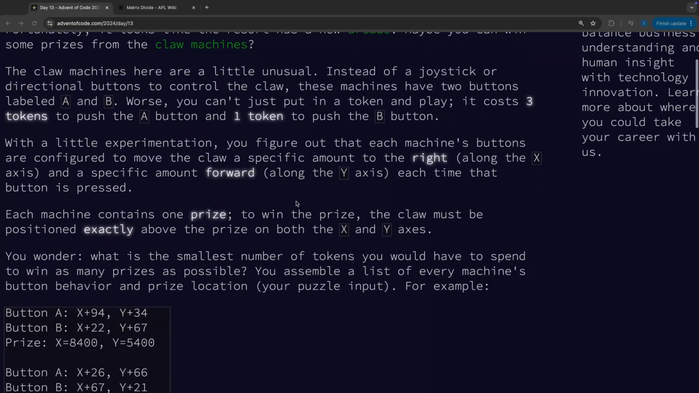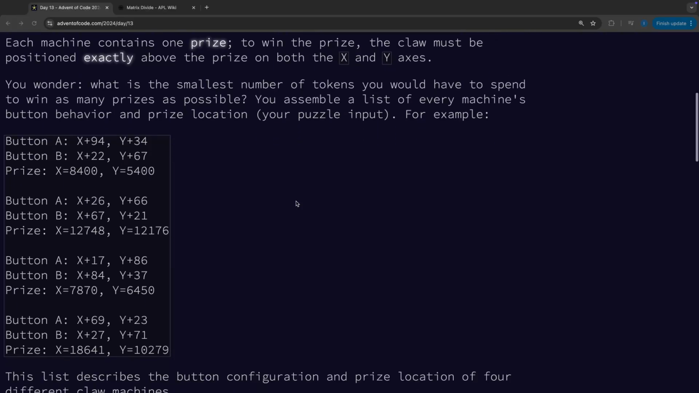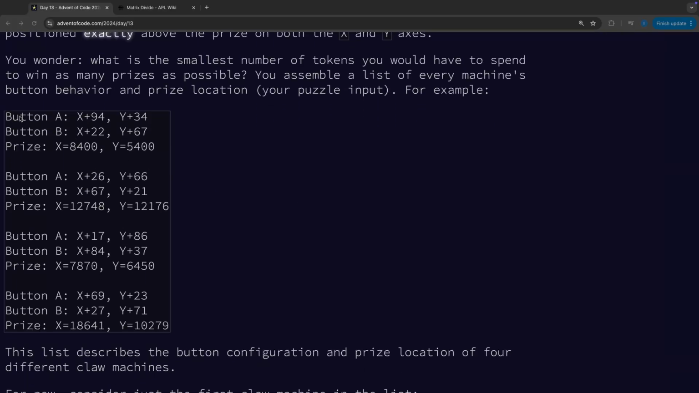So there's some flavor text. We're operating a claw machine. But basically you get this type of input where we have groups of 3 lines each. They're separated by empty lines. And we have 2 buttons on our machine. Each button will move the crane some amount along the x-axis and some amount along the y-axis.